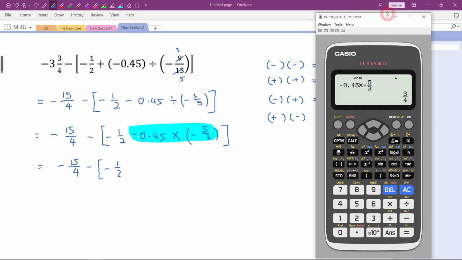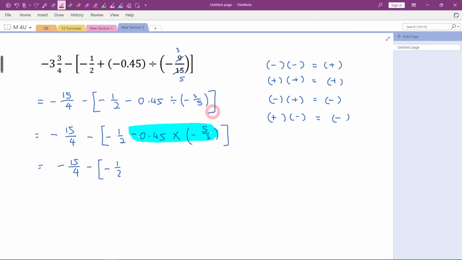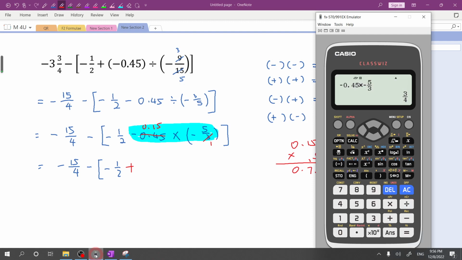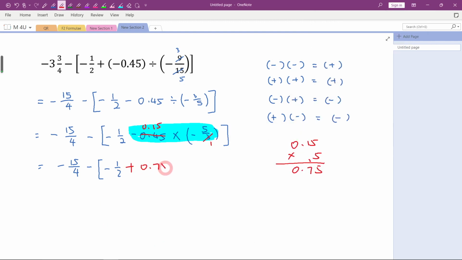So let's say if you don't want to use a calculator, you can change this one to fraction first, or you can just do it this way, simplify it. Negative, negative, you get positive 0.15 times 5. Okay, 0.75.